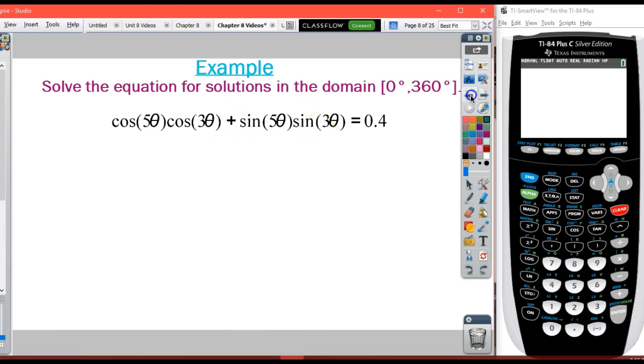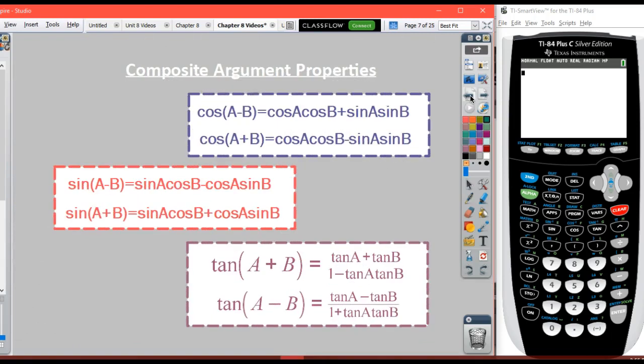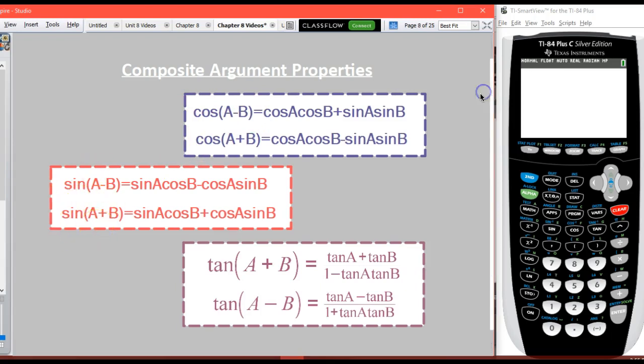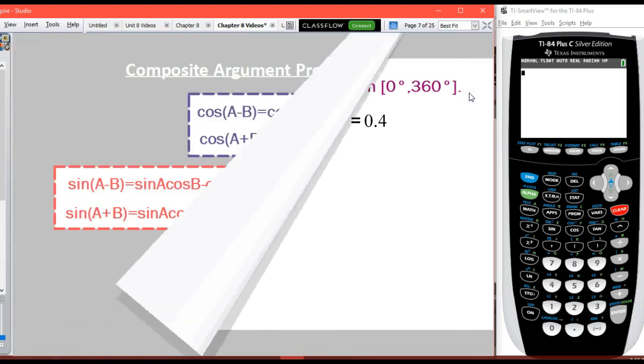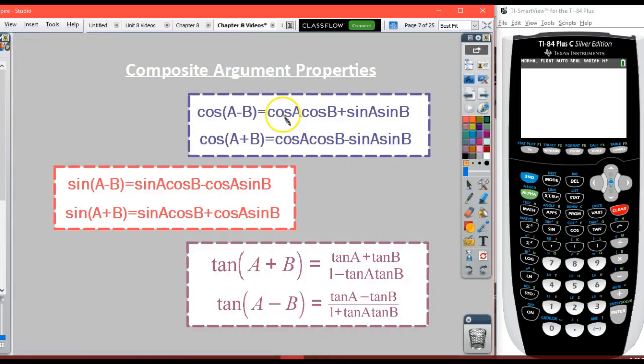But if you review the sum and difference properties, or the composite argument properties, we can find a pattern, and so we can replace it with a single cosine or single sine function, depending on the property. And so notice that this goes cosine, cosine, sine, sine, and we're adding them together. So looking at the properties, cosine, cosine, sine, sine, separated by a plus sign, I can take the cosine of the first angle minus the second angle.